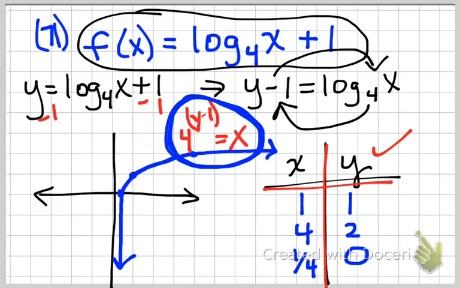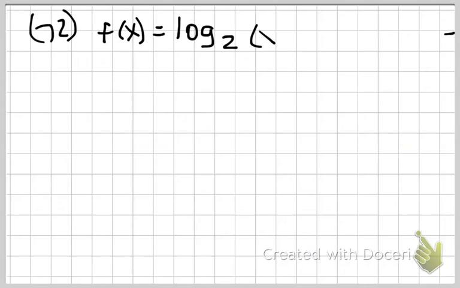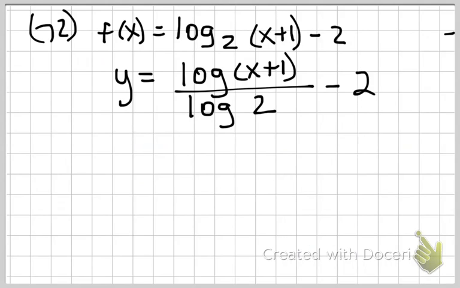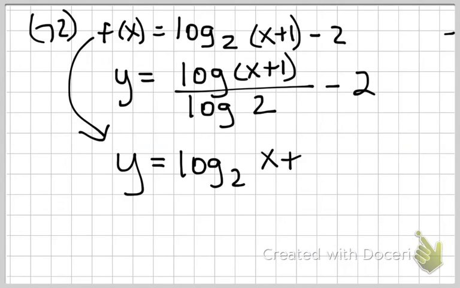Okay, so I'm going to use the exact same process for 72. So first of all, f of x is equal to log base 2 of x plus 1 minus 2. If you're going to put this in the calculator, you would do y equals log x plus 1 divided by log 2 minus 2. But for our purposes, I'm going to rewrite this from the top as y equals log base 2 of x plus 1 minus 2.